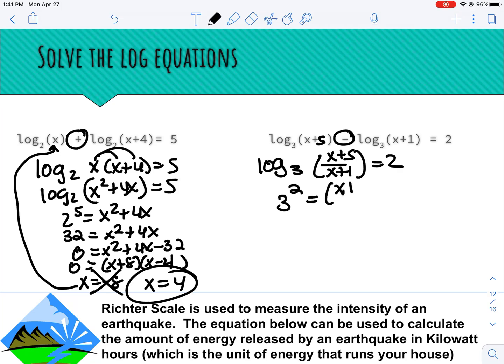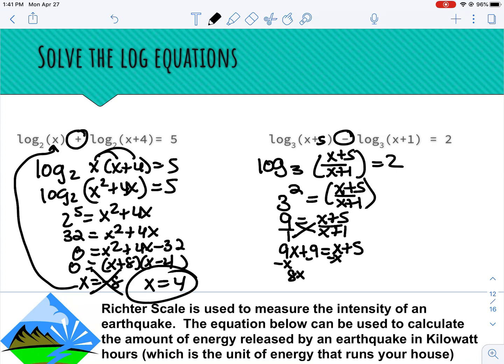And now that I got it kind of condensed into one log, I can rewrite it. So 3 to the 2nd is equal to x plus 5 over x plus 1. Let's see, that's 9. This is a rational type, so you can multiply by the LCD, you can cross multiply. I'm just going to go ahead and cross multiply this one. I'm going to distribute the 9 that way and multiply by 1 this way.